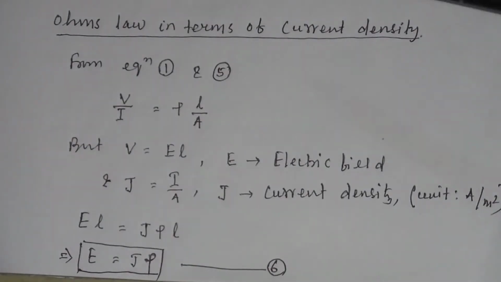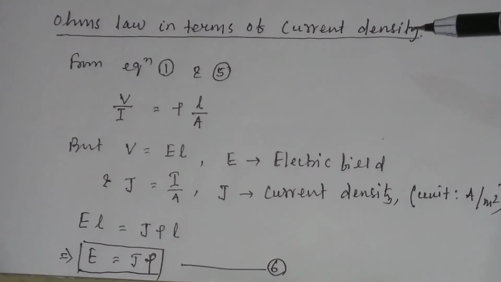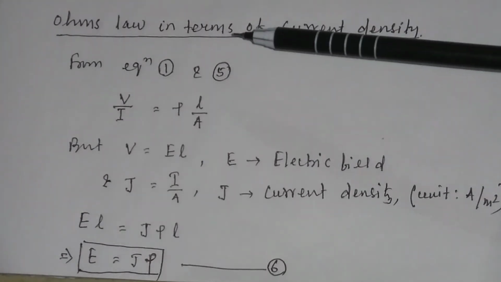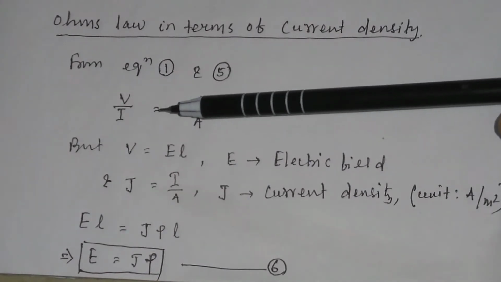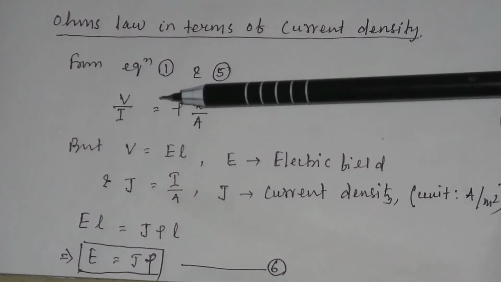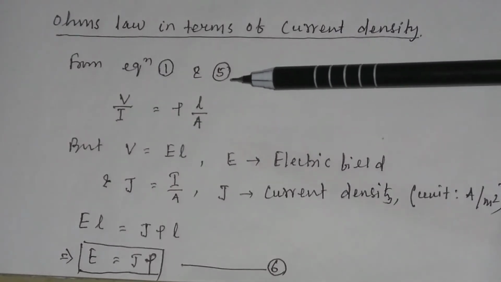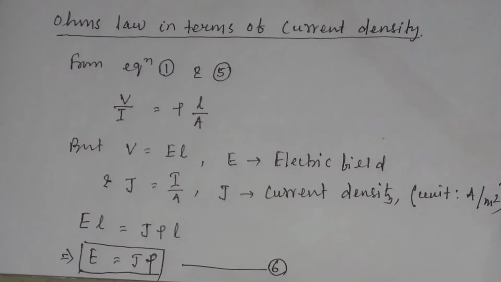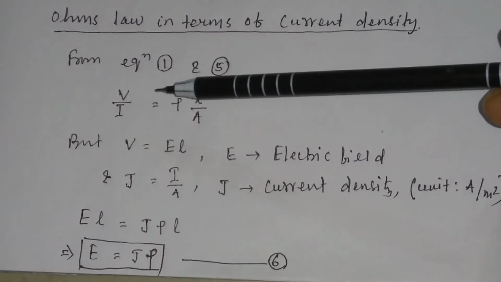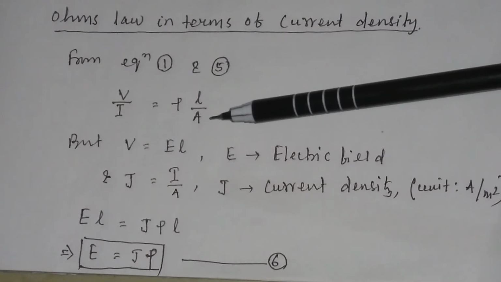Now let us discuss what the form of Ohm's law will be in terms of current density. From equation 1 we get R is equal to V by I, and in equation 5 we have got R is equal to rho into L by A. So V by I will be equal to rho into L by A.